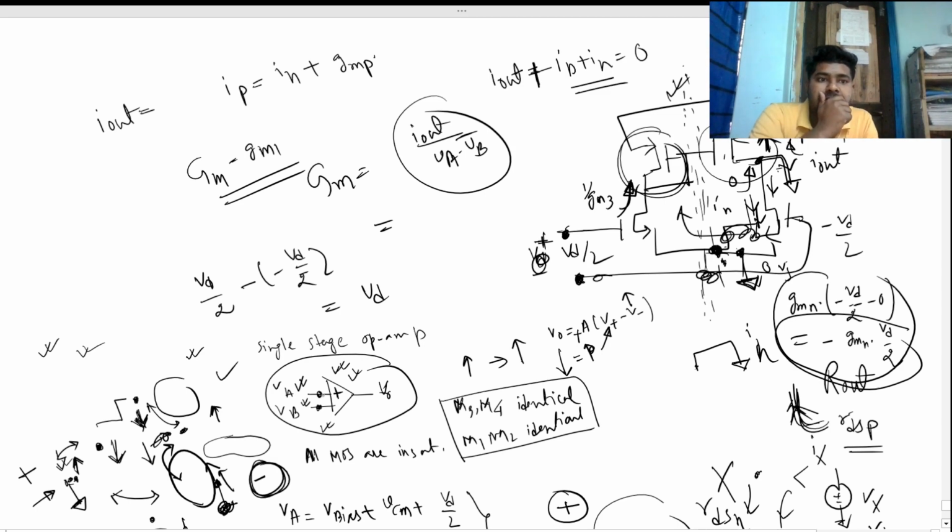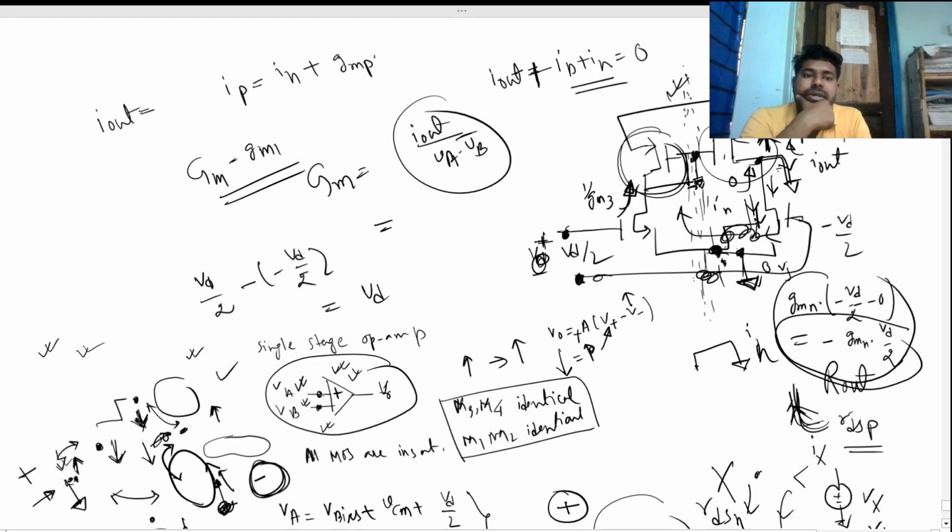So we need this VG, this potential. What would be this potential? This is symmetric, as we have taken, so this will be AC ground as well. If this is AC ground and this is also AC ground, what is the VGS of P? This will be 0. So there is no dependent source.